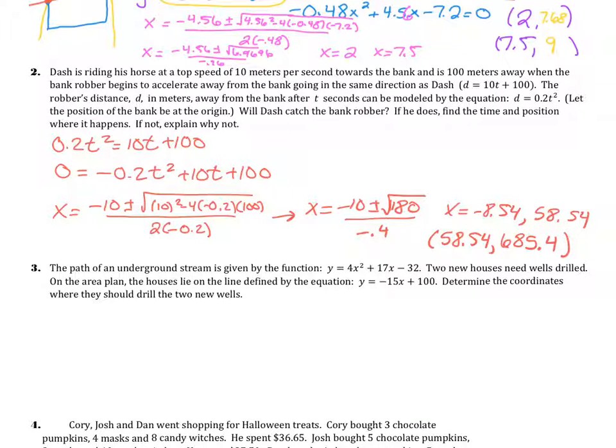Just like the last problem, I'm going to set these two equations equal to each other because I'm trying to find where the two equations intersect. If I solve by hand, your work should look something like this, and you will get two solutions. You will get x equals negative 8.54 and 58.54. Now in this case, x or t stands for time, and it's not possible to have negative time, so that negative answer is not going to work. But it is possible to have 58.54 seconds. When I plug 58.54 seconds back into one of my two original equations, I'll get 685.4.